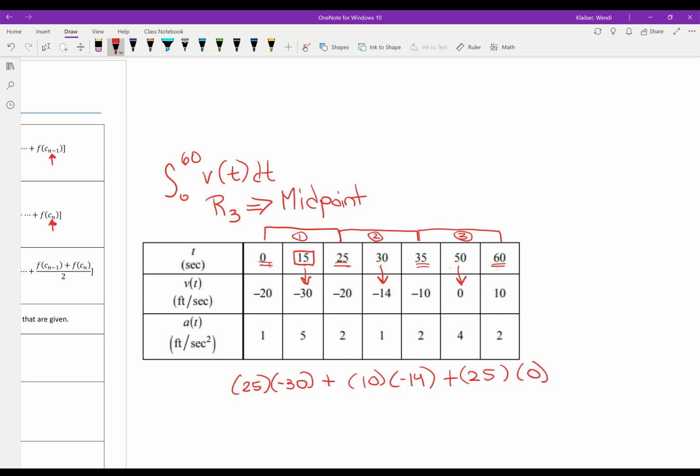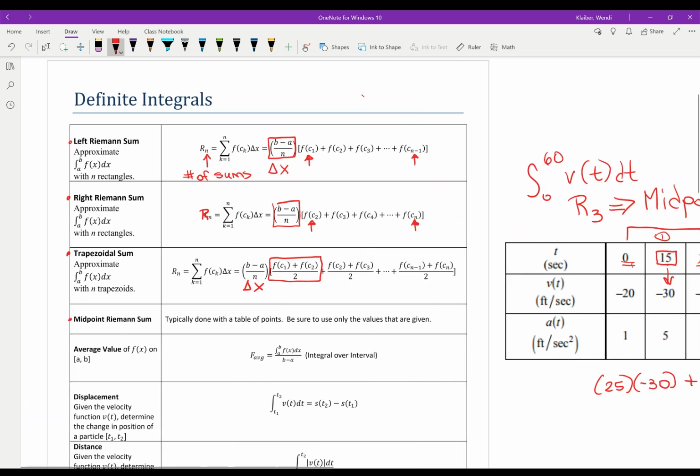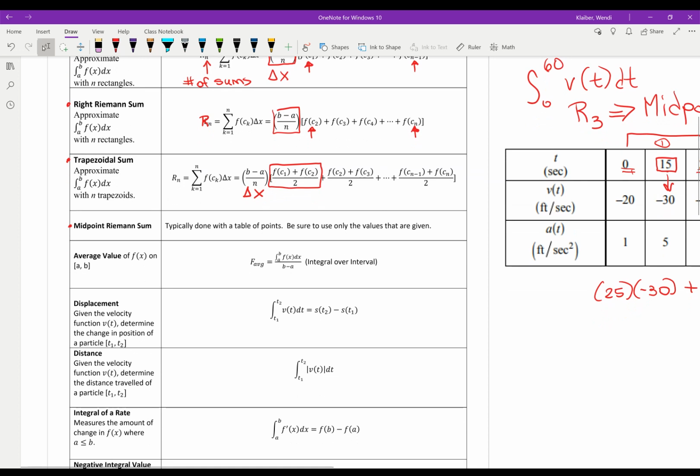So we can see that this value is going to come out as a negative value because velocity is negative in this scenario. Average value, that's what we learned today, integral over interval. Be sure to use units to help guide you, to make sure you've used the right formula to get the correct answer that you're actually looking for.